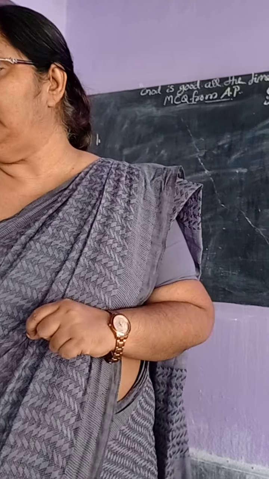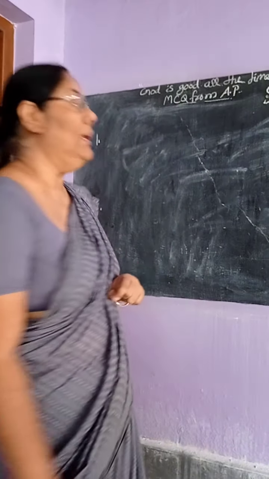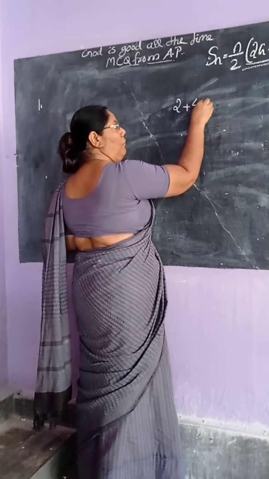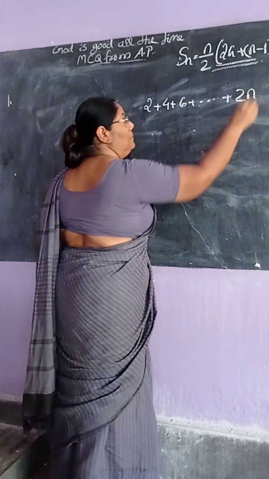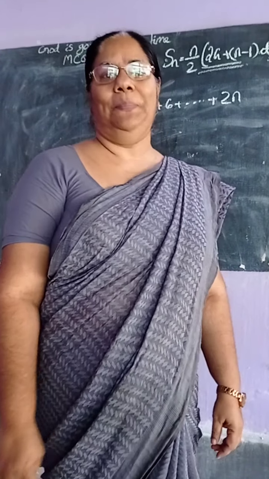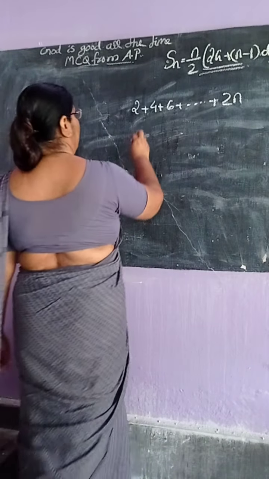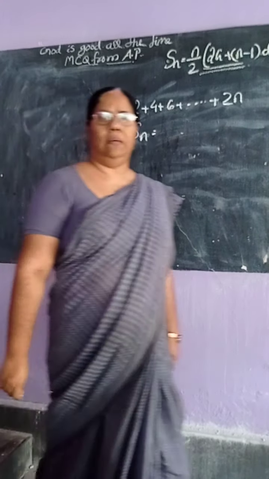Sum of n even natural numbers. Write the heading: first n even natural numbers. Even natural numbers means 2 plus 4 plus 6 plus etc. plus 2n. Sum of first n even natural numbers. Then, yes, what's the formula? Sn is equal to Sn.